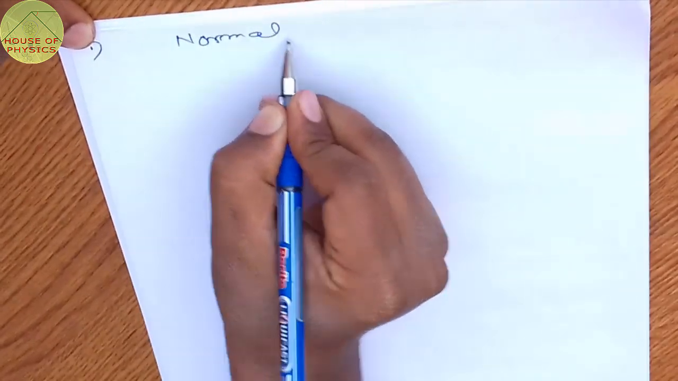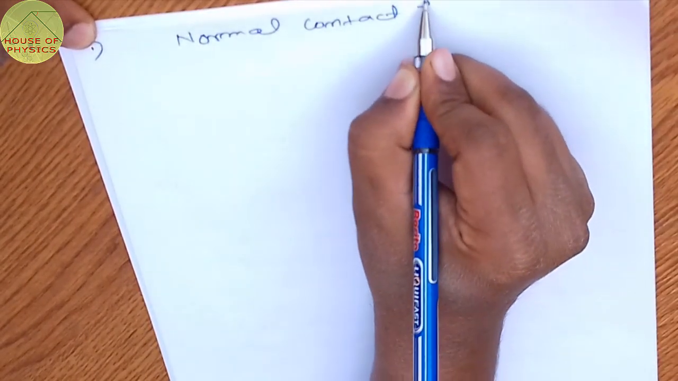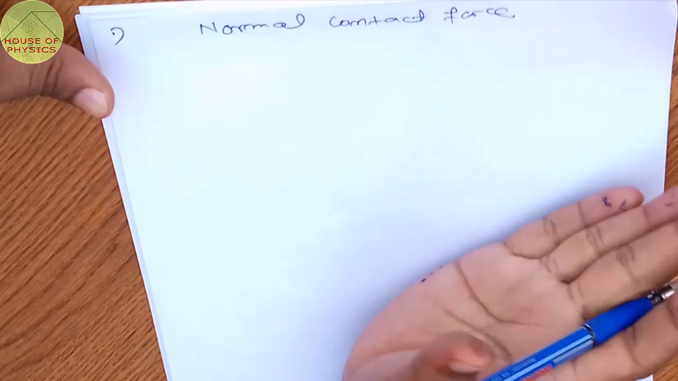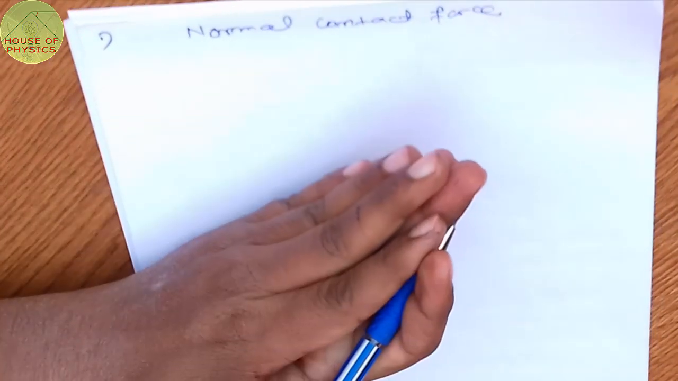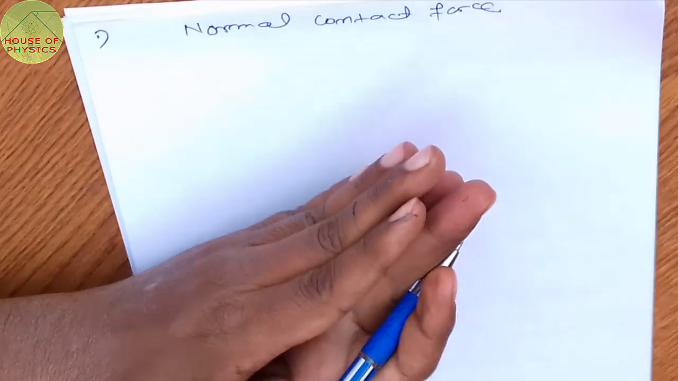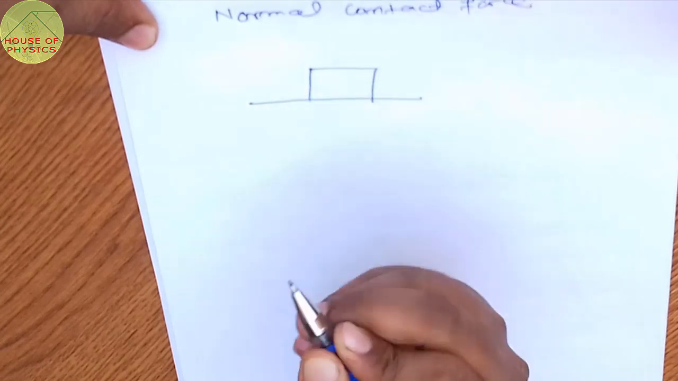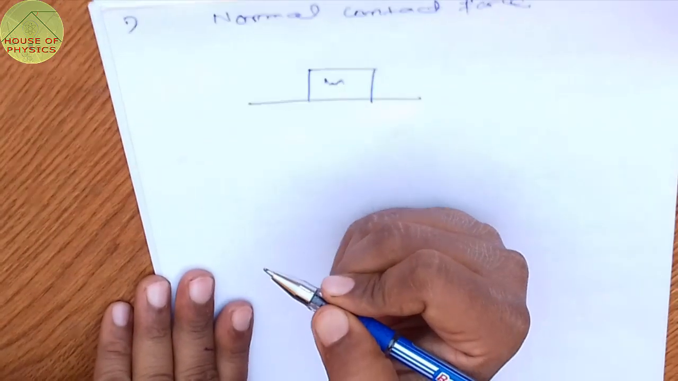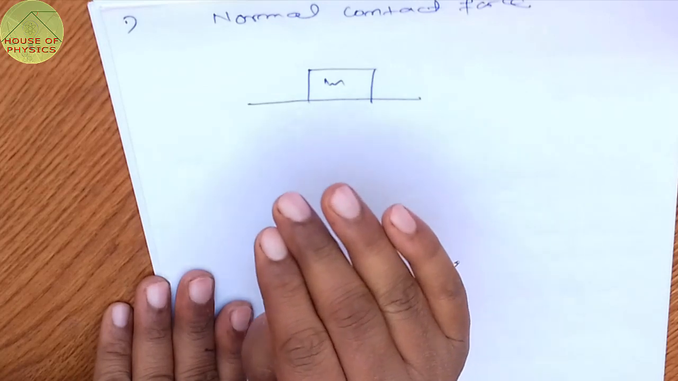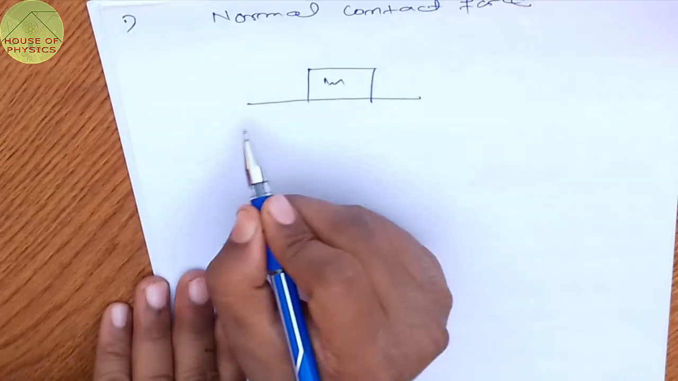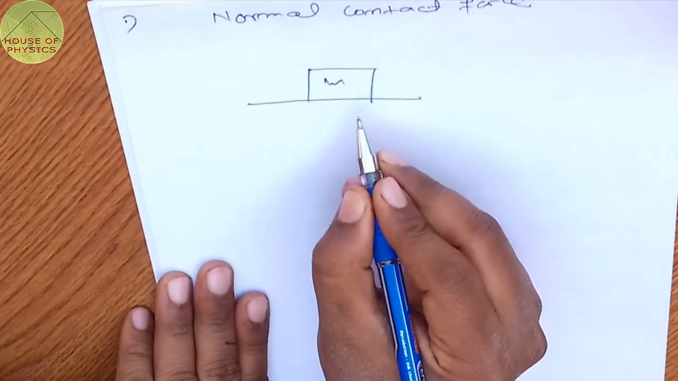Next comes the normal contact force. As you know, normal means perpendicular. Contact means two bodies are in contact. Those forces which act between the two bodies in contact. For example, suppose this is a block of mass m kept on the ground. The normal force acts in such a way that it is perpendicular to the common tangent at the point of contact. For example, let me explain this in a proper way.